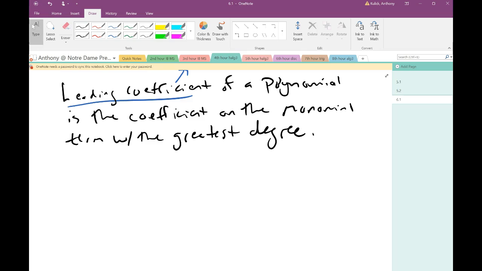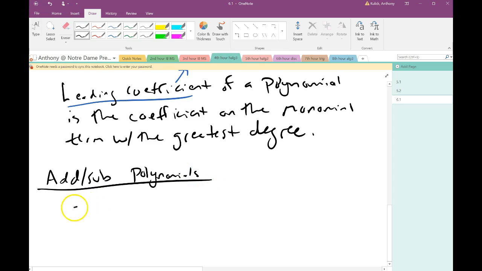Okay. So how do we add or subtract polynomials? Combine like terms. How do we identify like terms? Things with the same degree.